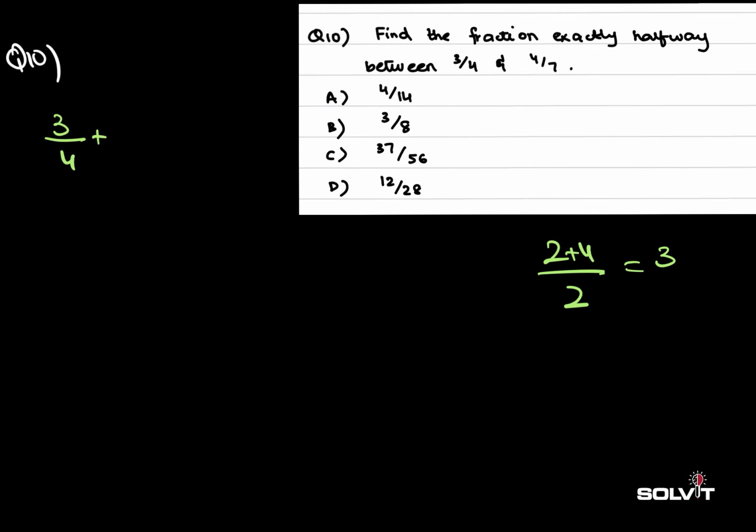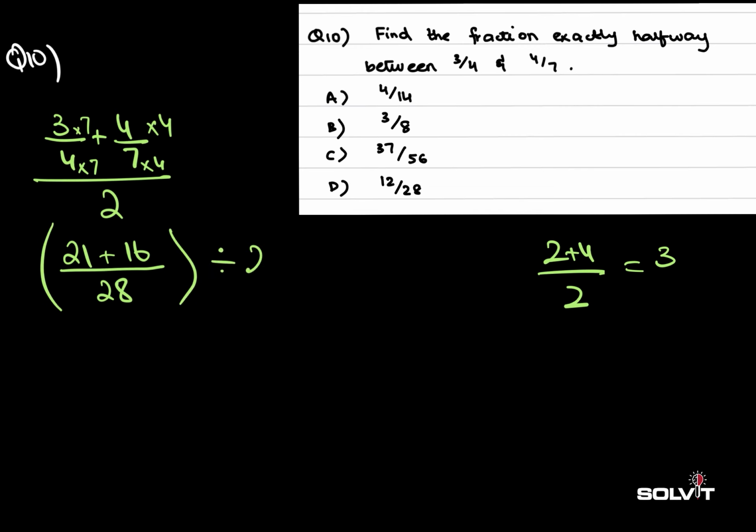3 over 4 plus 4 over 7, divided by 2. To add them, I'm going to first add the fractions on the top. To add the fractions, I'm going to make their denominators the same by using the LCM. The LCM of 7 and 4 is 28. 3 sevens are 21, 4 fours are 16, divided by 28. This whole thing is now divided by 2. Either you can write it this way, or you can write it this way as well. Now 21 and 16 would become 37.